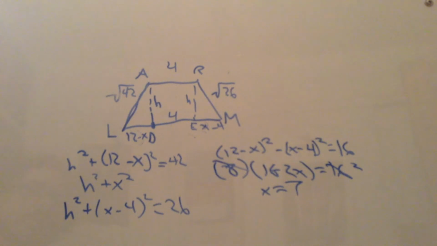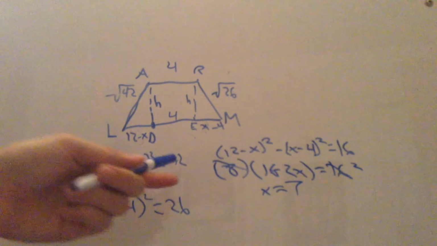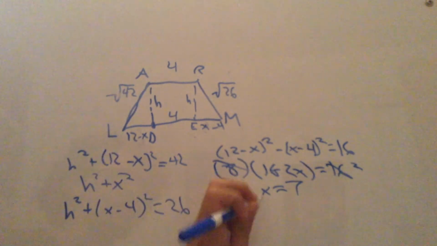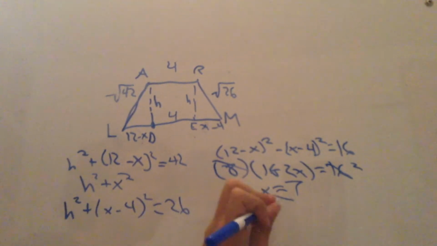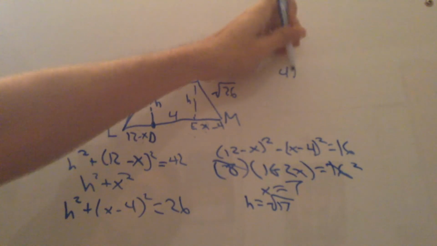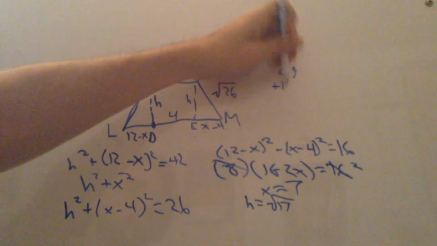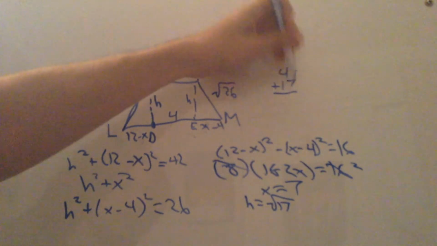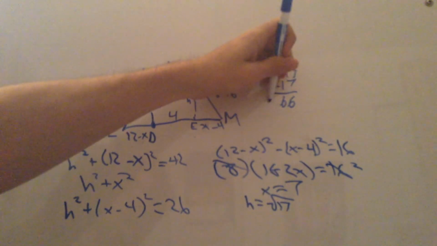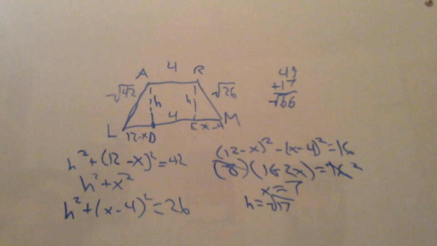So we know what X is, and we can quickly check. 12 minus X is 5. 42 minus 25 is 17, so H is the square root of 17. And when we add those together, we get 49, which is 7 squared, plus 17, which is 66. So AM squared is 66, and AM itself is the square root of 66.